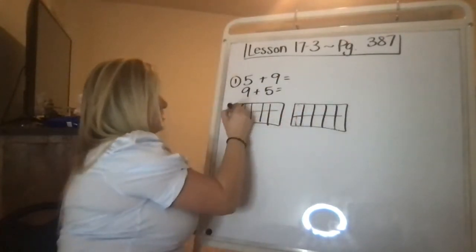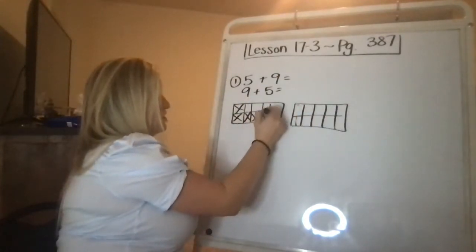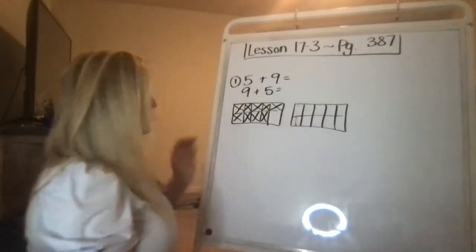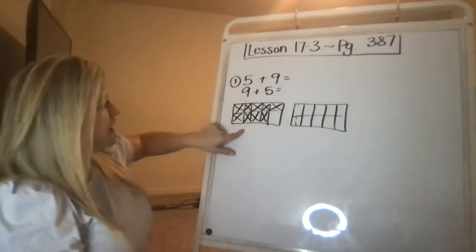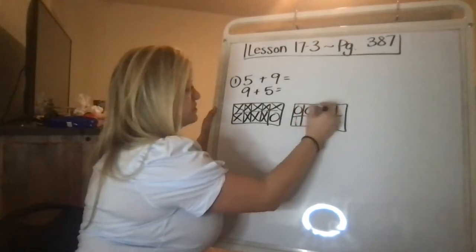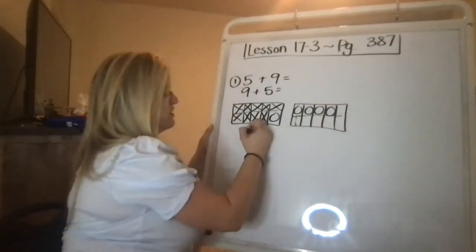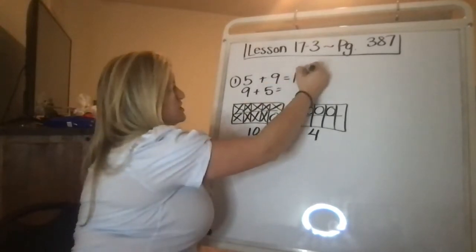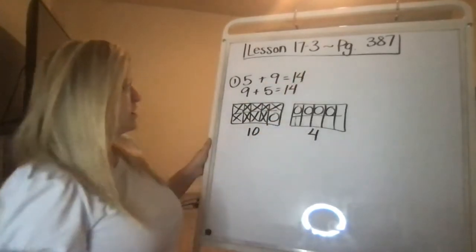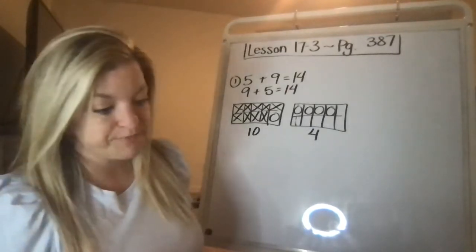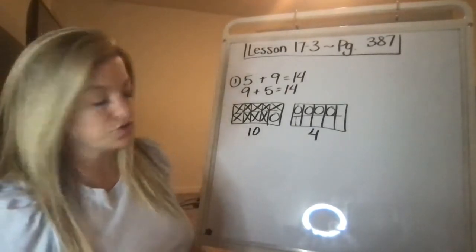So I'm going to start with 9. I'm going to leave all filled except for 1 because I know that 10 minus 1 is 9. And now I'm going to add 5. 1, 2, 3, 4, 5. So I have 10 and 4, which equals 14. So I know 5 plus 9 is 14 and 9 plus 5 is 14. Pretty cool. There were 14 children.